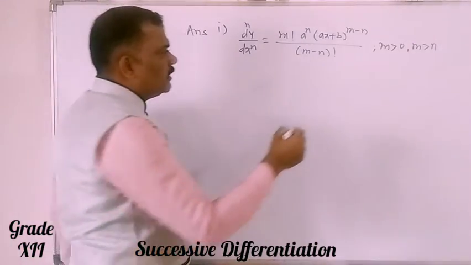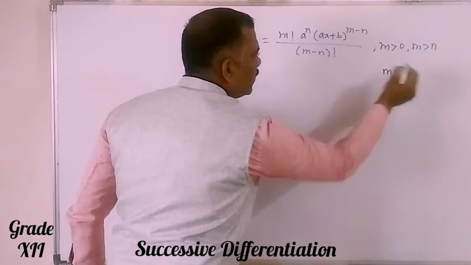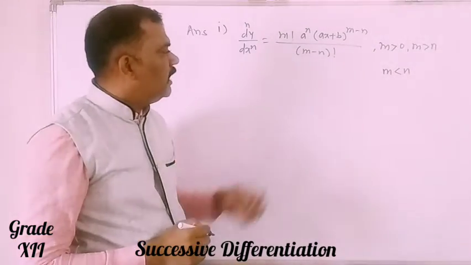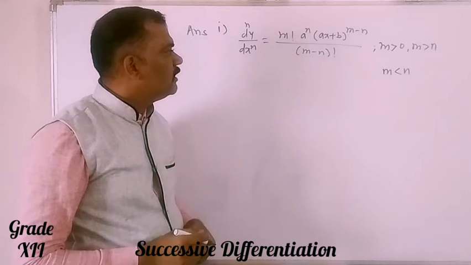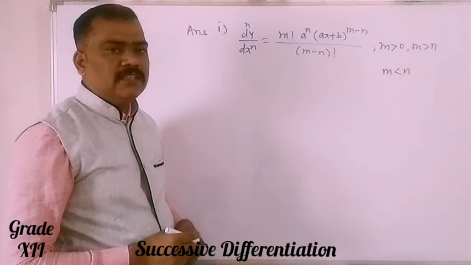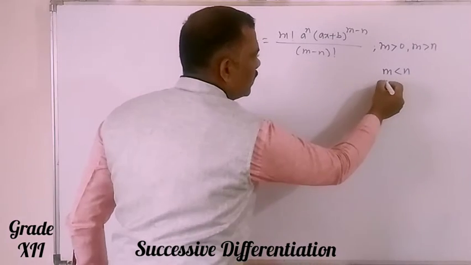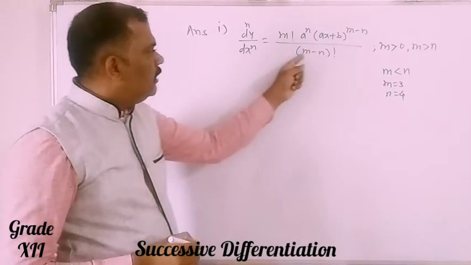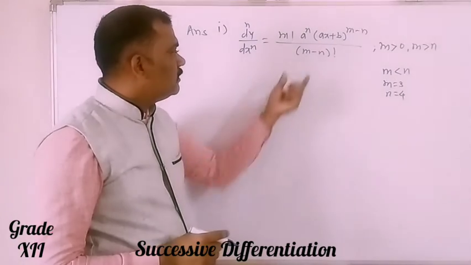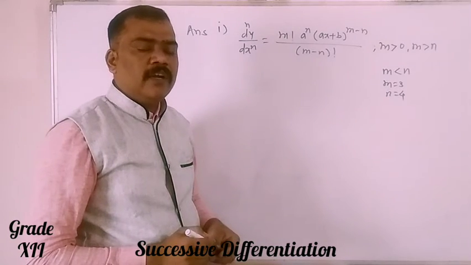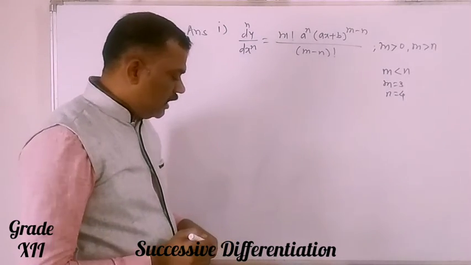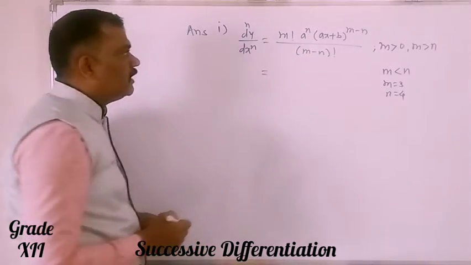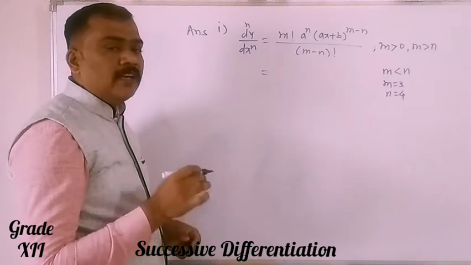The second condition is, suppose m is less than n. What happens if m is less than n? Then this subtraction is negative. For example, take m equal to 3 and n equal to 4. Then 3 minus 4 is minus 1, and minus 1 factorial does not exist. If minus 1 factorial does not exist, then what is the value of the nth derivative, d^n y by dx^n? We have to discuss that first.